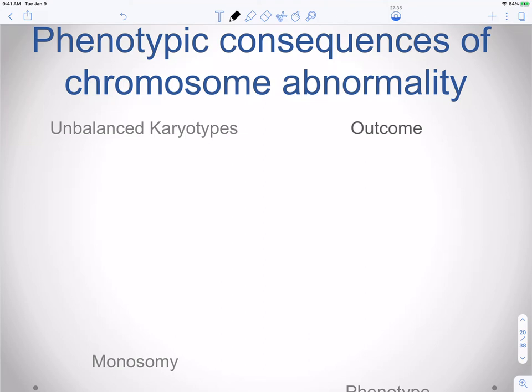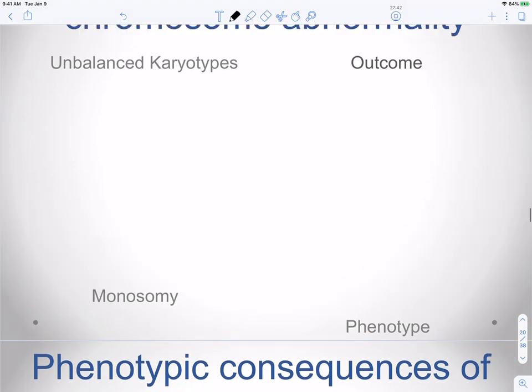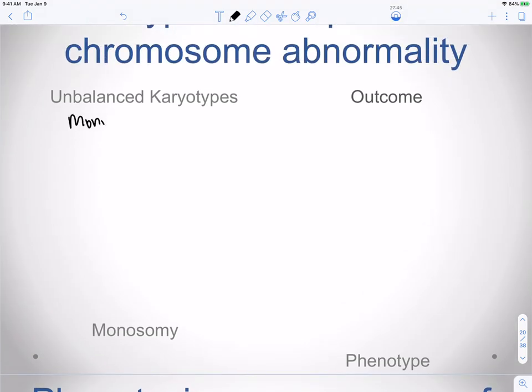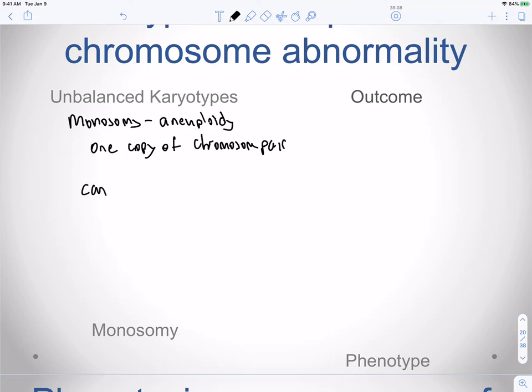Okay, so let's talk a little bit about phenotypic characteristics. So with unbalanced karyotypes, sorry, this got way down there, so I'll write it up here. So for monosomy, again, this is an aneuploidy. And it's only one copy of a chromosome pair. It can be a partial monosomy. And this just means that you didn't lose the whole chromosome, you just lost part of the chromosome. And they are, again, going to be very deleterious.